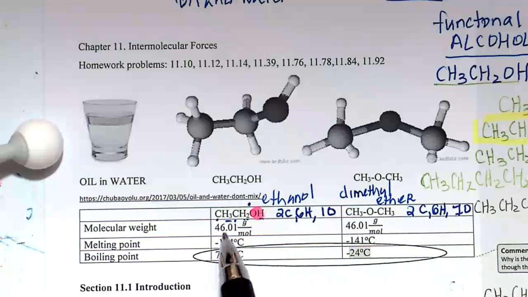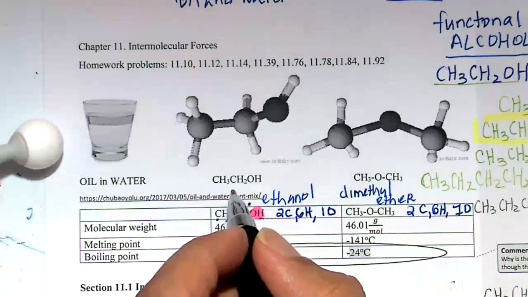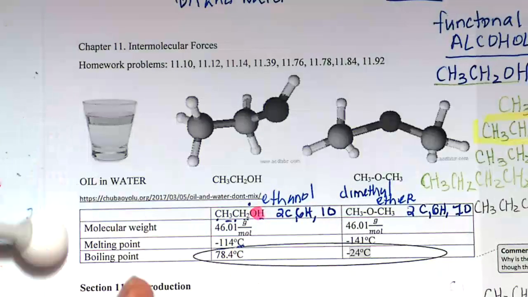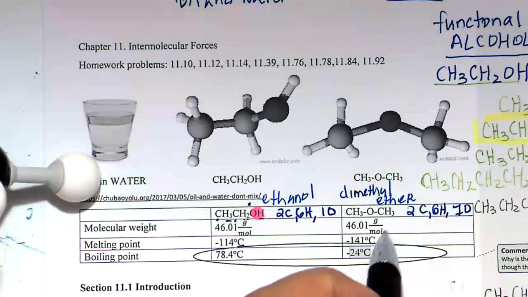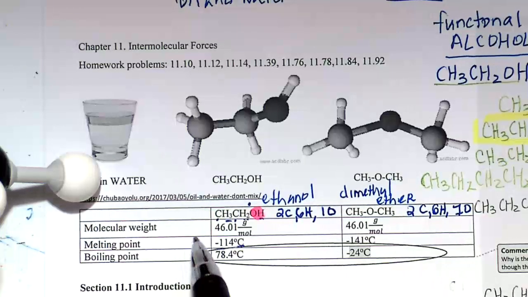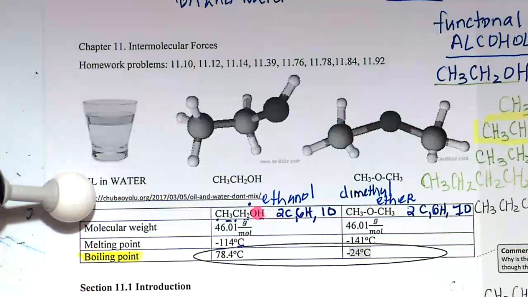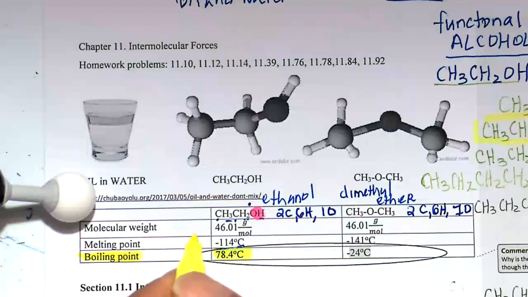They're both going to be 46 grams per mole, using the numbers in the periodic table and adding them together. The melting point of this alcohol, ethanol, is minus 114. This ether, dimethyl ether, has a melting point of minus 141. But let me bring your attention to this, which is very strange to me. The boiling point is the temperature at which the thing boils and gets turned into gas. For ethanol, it's 78.4 degrees.